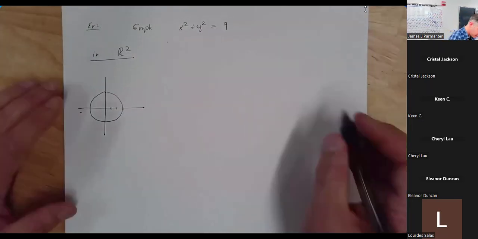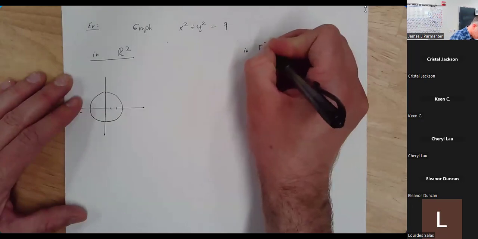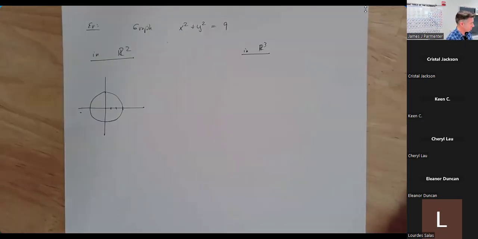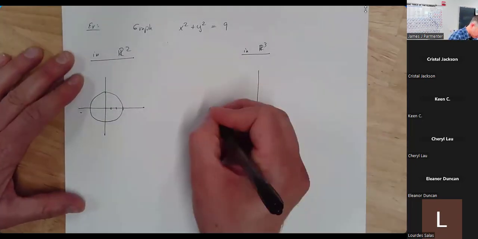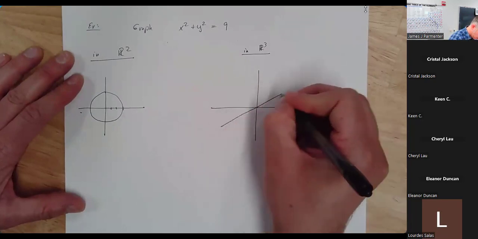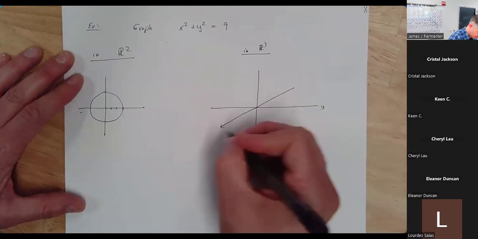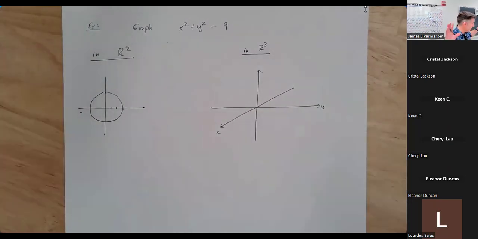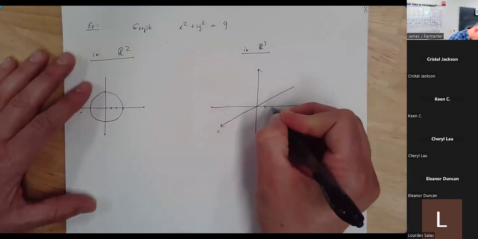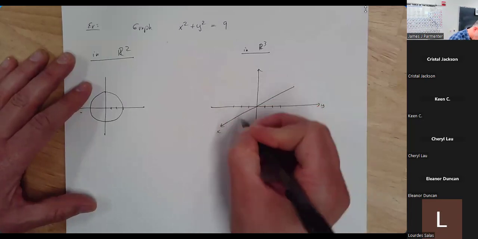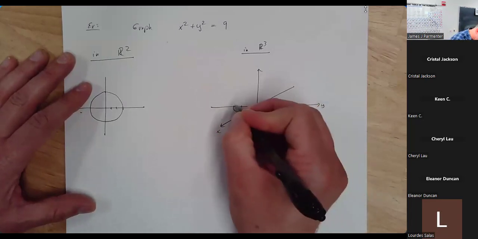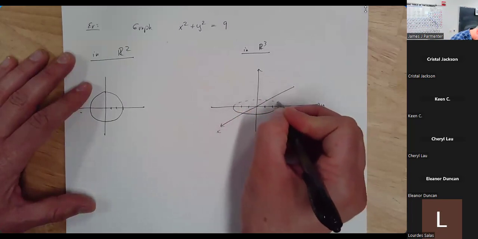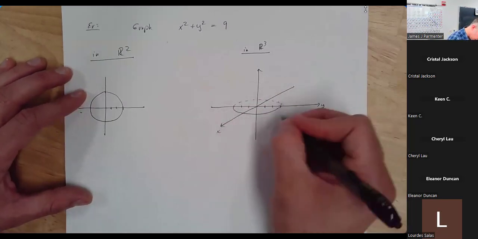In R3, well, we're going to start with that. We have that circle of radius 3 in the xy plane. In the xy plane, which again is the floor, I'm going to draw my circle of radius 3, but it's going to be flattened out because I'm just drawing it on the ground. So it's going to look kind of like this. I'm going to go 1, 2, 3, 1, 2, 3, and not worry about the x so much and just make it look nice. Cool. There's my circle of radius 3.